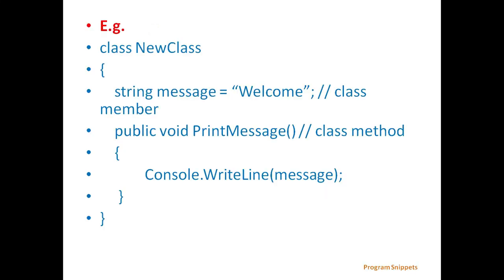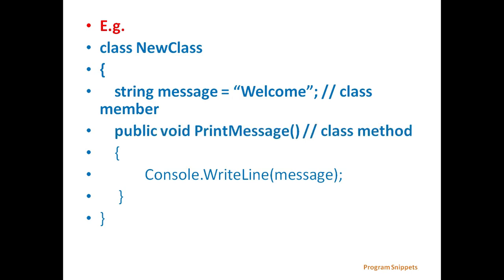For example, here a class is defined with a new class name. For this we'll use the class keyword and we'll define the identifier as NewClass, and inside the class we'll define a string variable message in which we will store welcome, and then we have written a method PrintMessage which is a class method, and inside the method we will print the message variable value with Console.WriteLine.